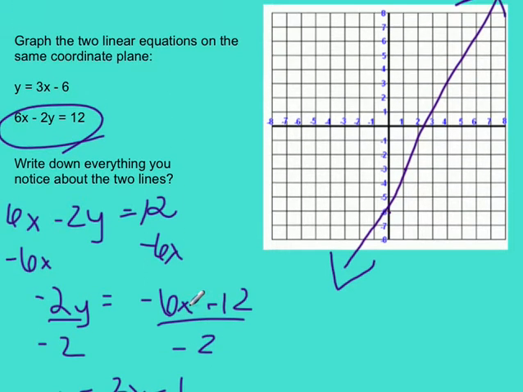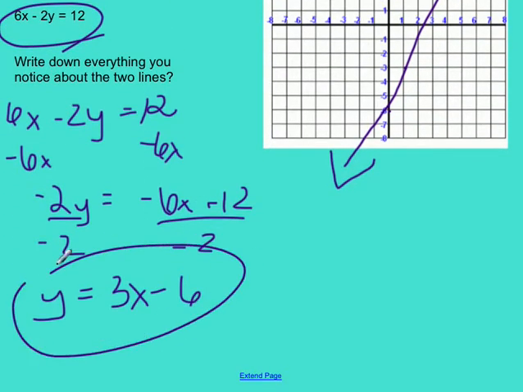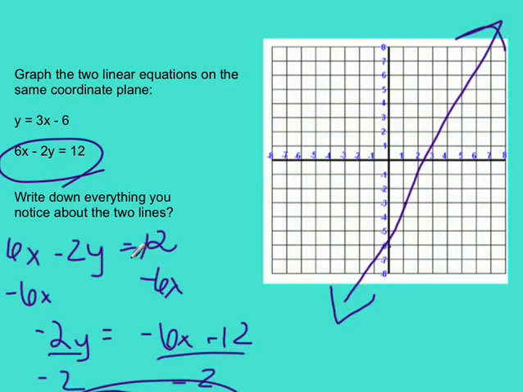So let's take a look. If you look, I need to graph y is equal to 3x minus 6. What was the line I just drew? y is equal to 3x minus 6. So what do I notice about the two lines? Well, I notice that they are in fact the same line.